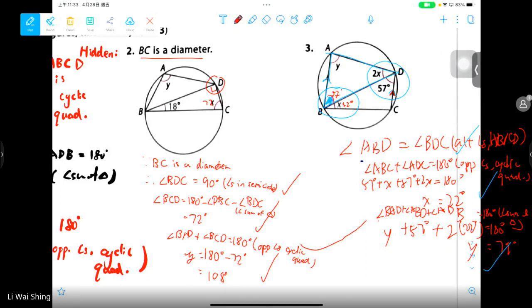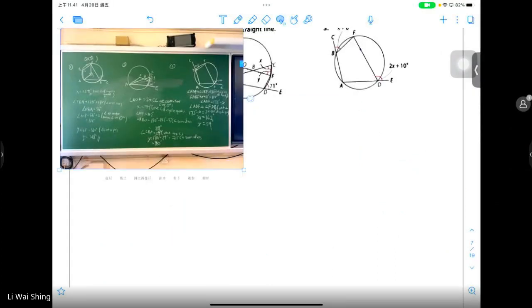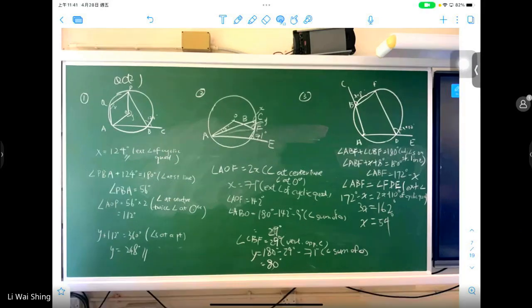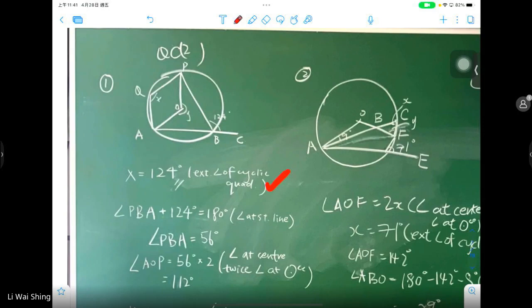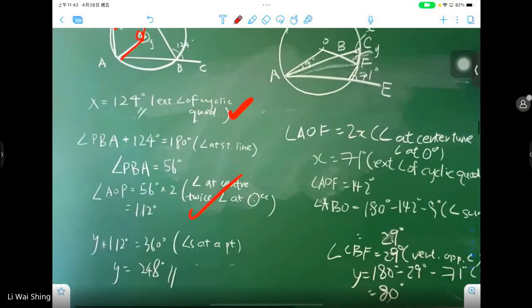And for quick check 2, okay, some of you start at question 2. OK，你可以望一望 quick check 2人哋點樣做啦。如果你卡關嘅話, so in order to solve it, for question 1 it is easy. You just apply the exterior angle of cyclic quad first. You find the value of x, and then since O is the center, you can use angle at center twice angle at circumference to find that out.